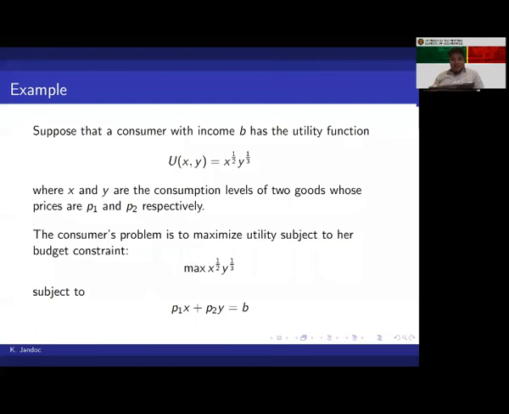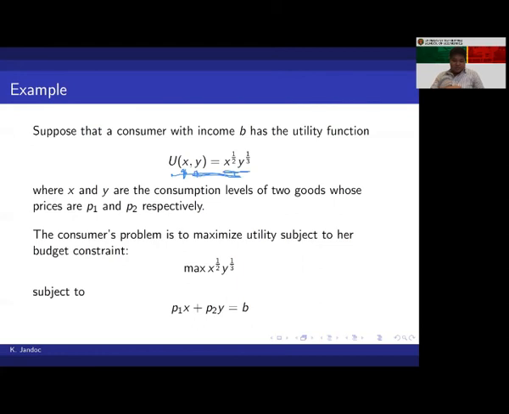So let's have another example, which is a utility maximization example. Suppose you have a consumer that has income B and has the following utility function. Consumption of goods X and Y enter into the utility function in such manner. So we have X raised to the 1/2 times Y raised to 1/3. So if you consume X and Y bundles, this will give you a certain satisfaction or utility, and that utility is given by this function.